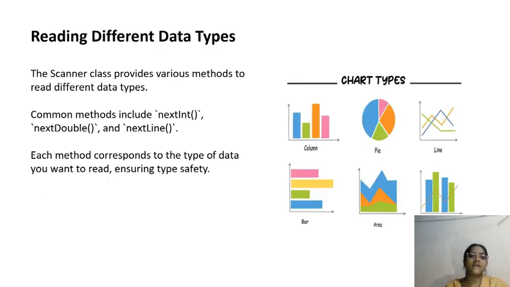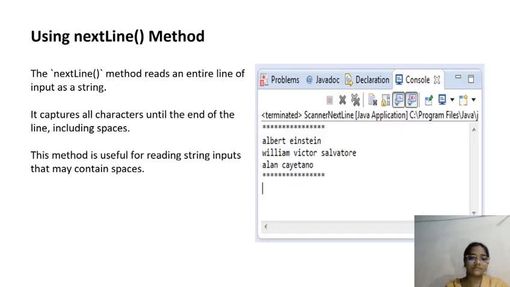Next, reading the different data types. The Scanner class provides various methods to read different data types. Common methods include nextInt, nextDouble, and nextLine. Each method corresponds to the data type you want to read and ensures type safety. Next, using the nextLine method. The nextLine method reads an entire line of input as a string. It captures all the characters until the end of the line, including spaces. This method is very useful for reading input strings that contain many spaces.